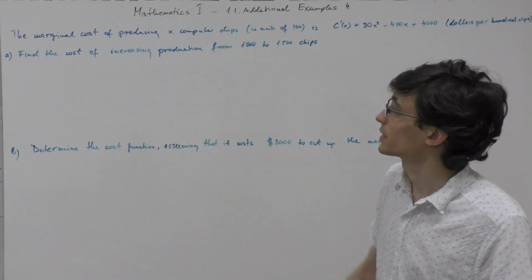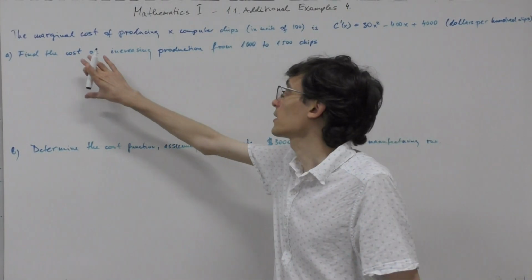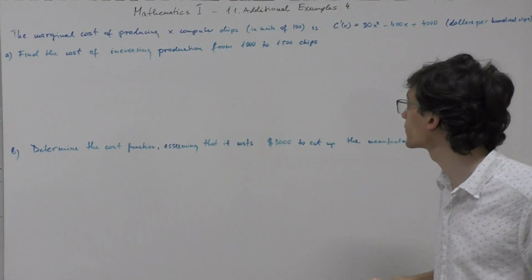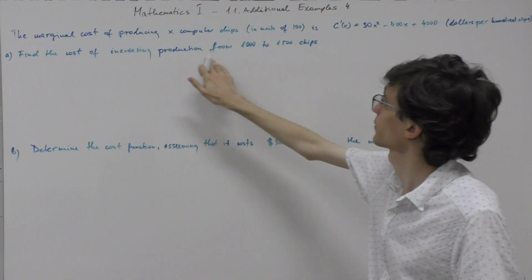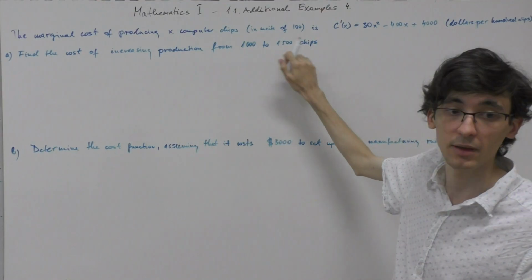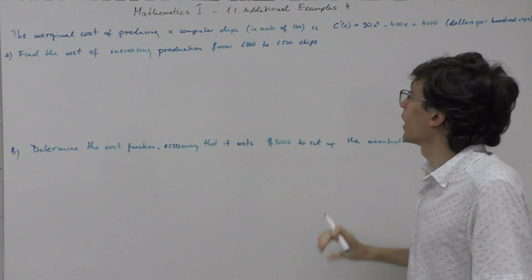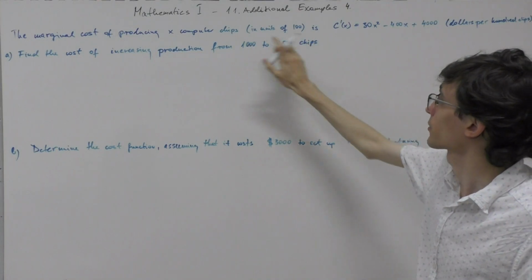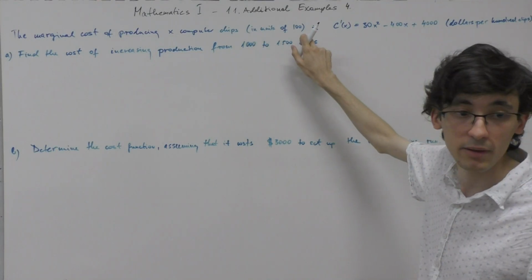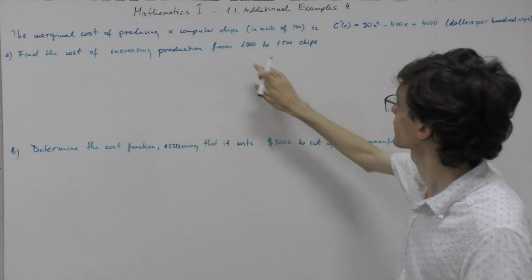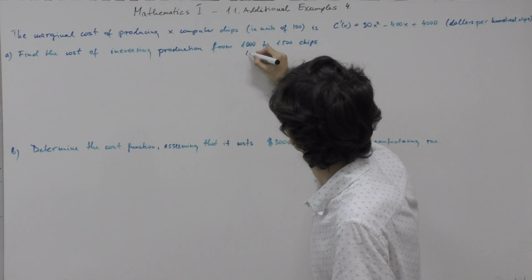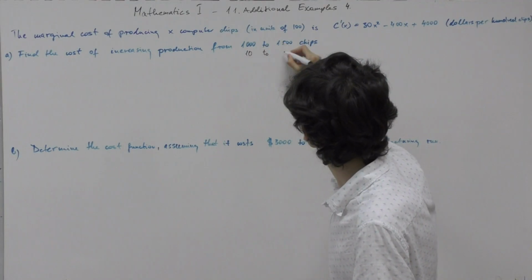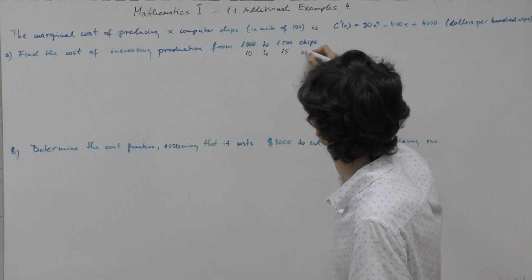This next exercise is a real world problem. We are given marginal cost of production, and in part A we must find the cost of increasing production from 1000 to 1500 computer chips. However, our marginal cost function is given in units of 100 chips. So first let's divide these numbers by 100 to get that we go from 10 units to 15 units.